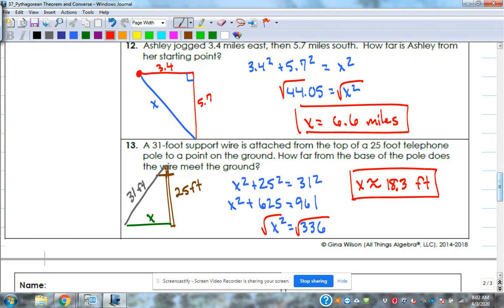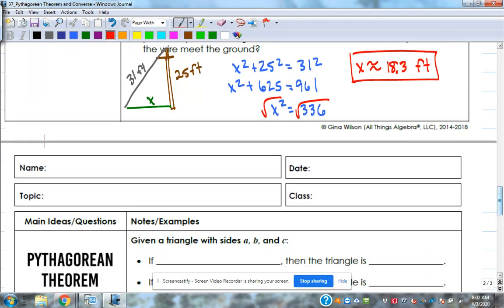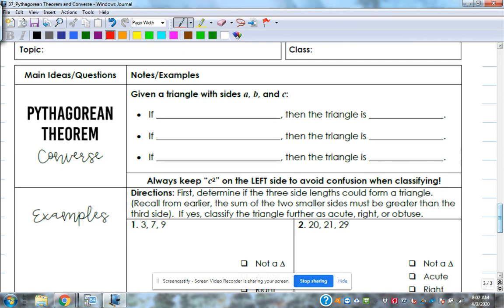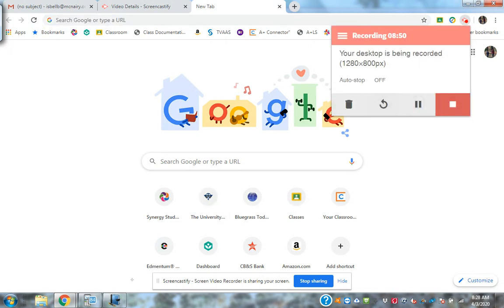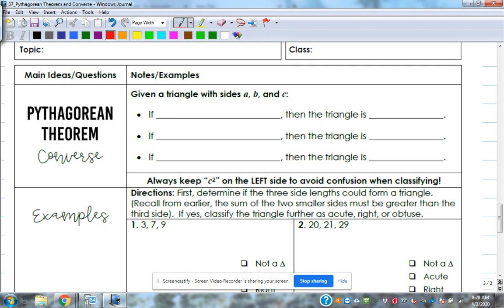All right, so let's look at the converse of the Pythagorean theorem real quick and see what we can do here. All right, Pythagorean theorem's converse. So a lot of things we can figure out from the converse. If a triangle has sides A, B, and C, and C squared equals A squared plus B squared, that's a right triangle, always.